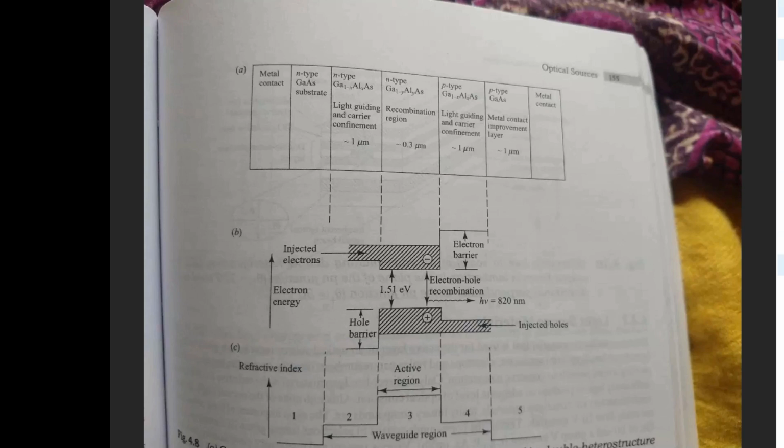From here you can see you have an electron energy gap, and when the electrons jump from this region to this region, then some kind of emission happens. That emission happens through this h nu, that is Planck's constant times the frequency, and that value is shown here as 820 nanometers. This 820 nanometer is the wavelength of the light which is coming out from the device. So this happens basically in the active region.